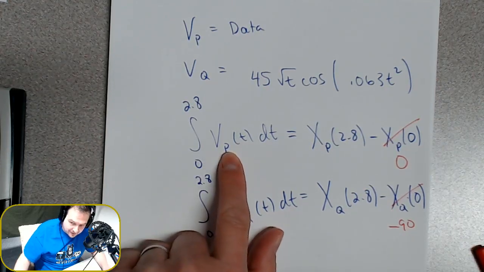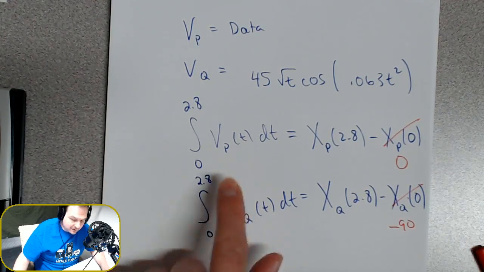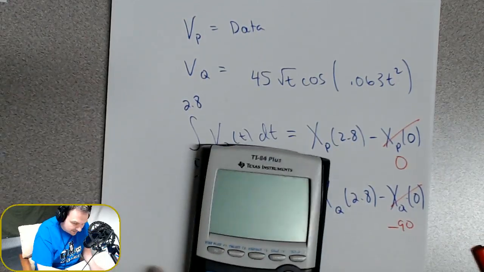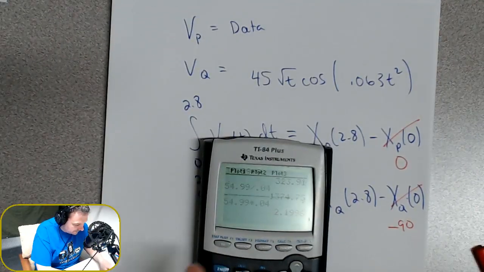Okay, so now we have to find this integral. Now, how are we going to find each one of these integrals? To find this integral, we're going to use our calculator since it was an equation. Don't forget about that part. Since this was an equation, we're going to use our calculator to find that integral.